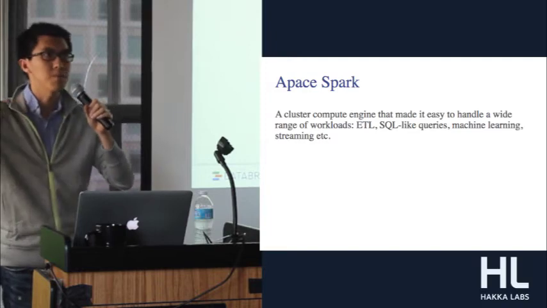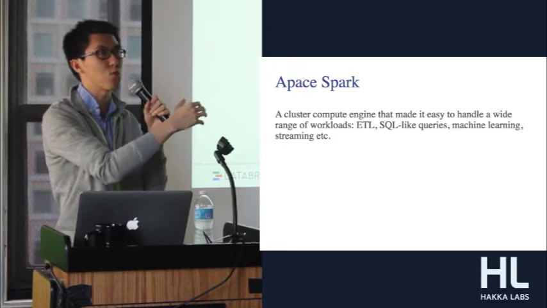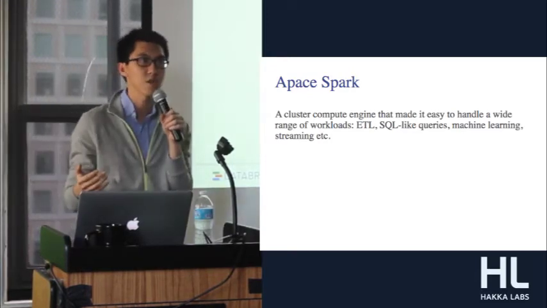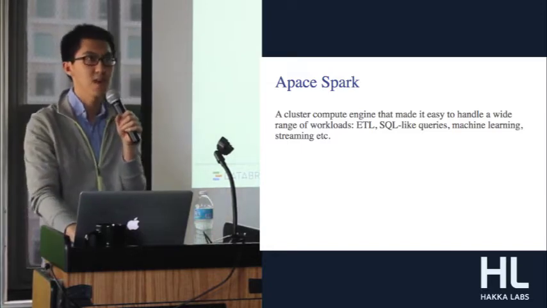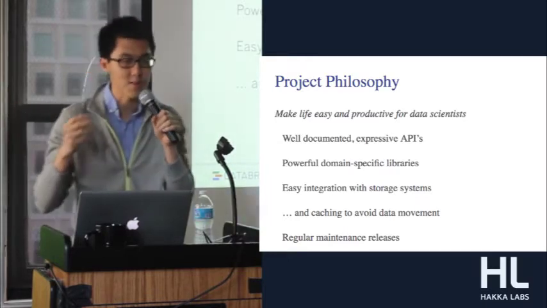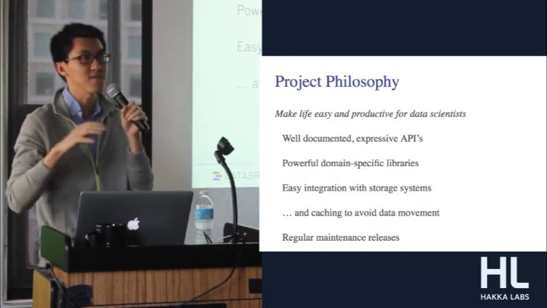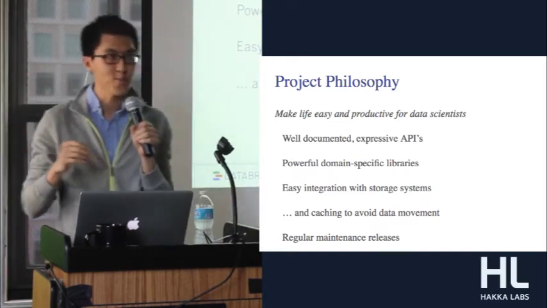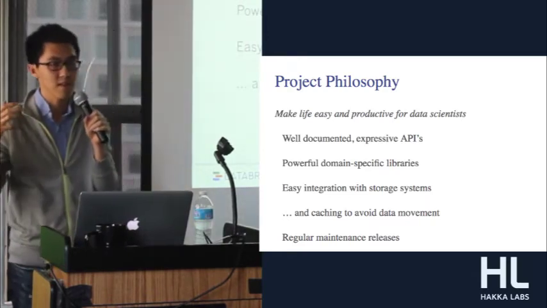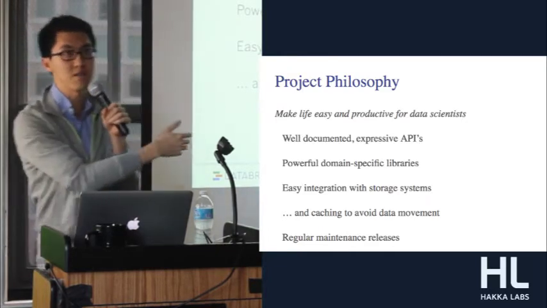Apache Spark is now a very big project, but we're trying to maintain a central project philosophy that closely resonates with what I discussed earlier, which is that we really want to make data scientists' and data engineers' lives easy and make them more productive. We do this through a few things. One is we maintain a very well-documented, expressive API, so you spend less time getting confused by the API documentation or even no documentation whatsoever. On top of Spark, we built powerful domain-specific libraries that you can use to tailor towards specific analysis. I'll expand on this later.